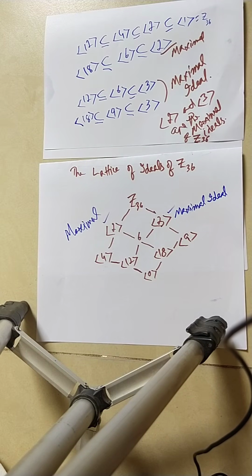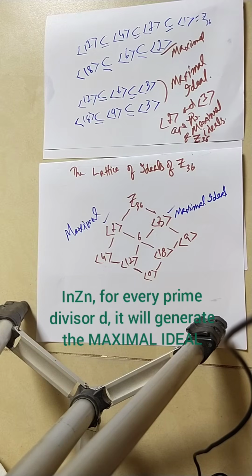Further note that Zn is a maximal ideal if n is a prime number.